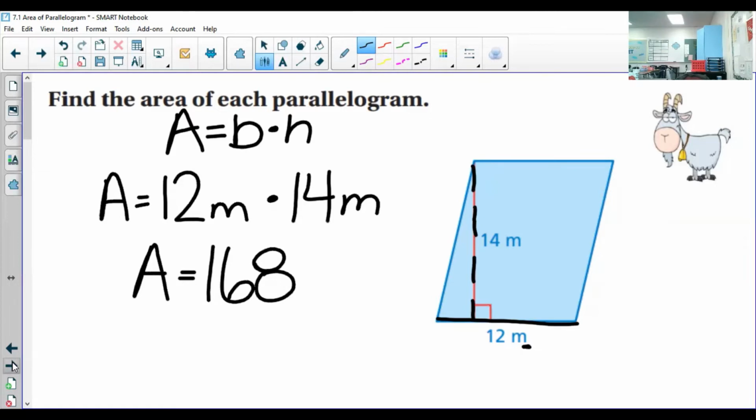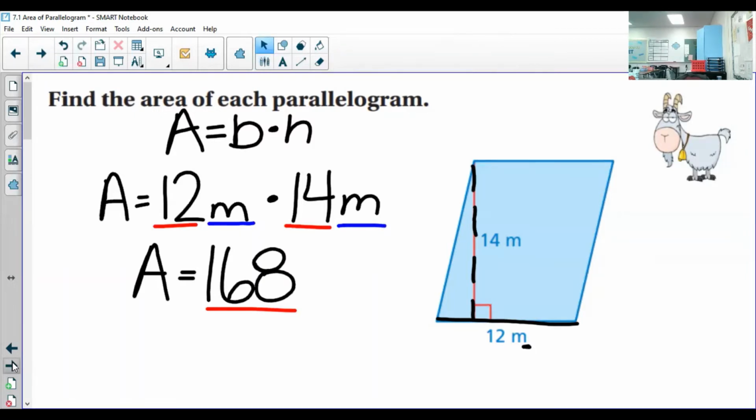Now, when we do area, every number has to have a label. So think about this, okay? We have 12 times 14, and that's 168. But I'm also multiplying, it's not just 12, it's 12 meters times 14 meters. So 12 times 14 is 168. What's meters times meters? Well, meters times meters is meters squared, right? Think of any number. 8 times 8 would be 8 squared. So that's my label. This whole thing would be the answer, okay?